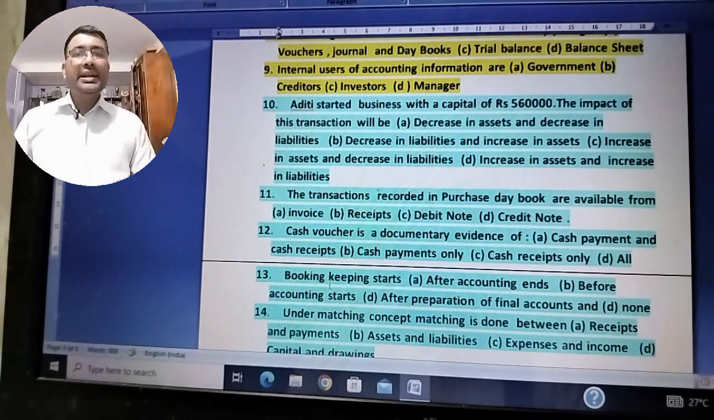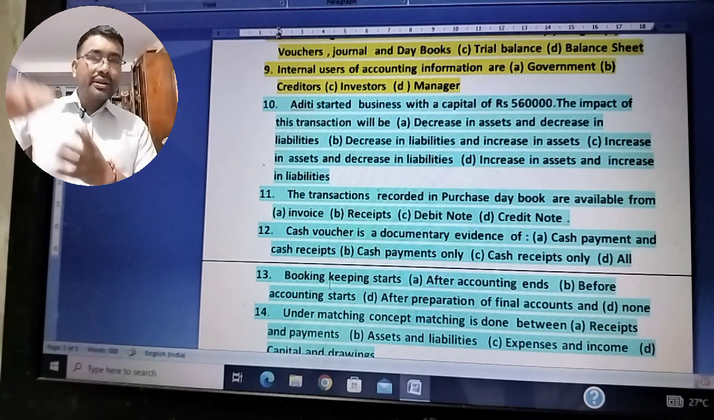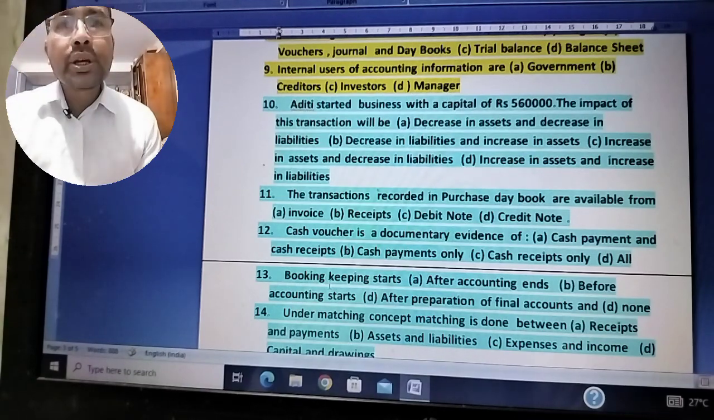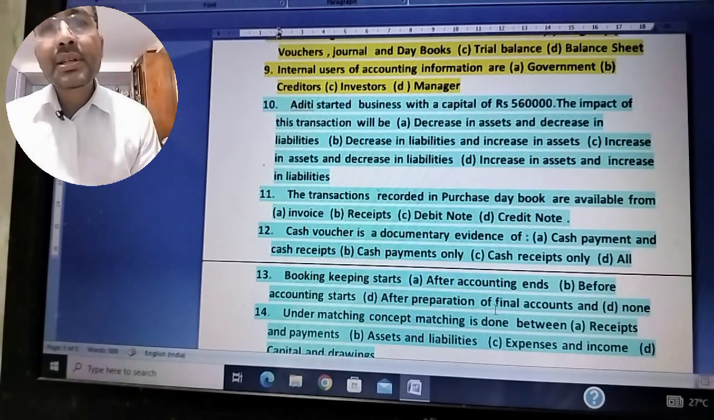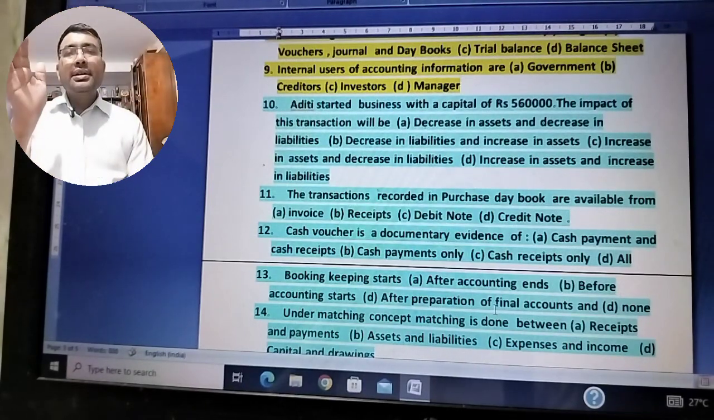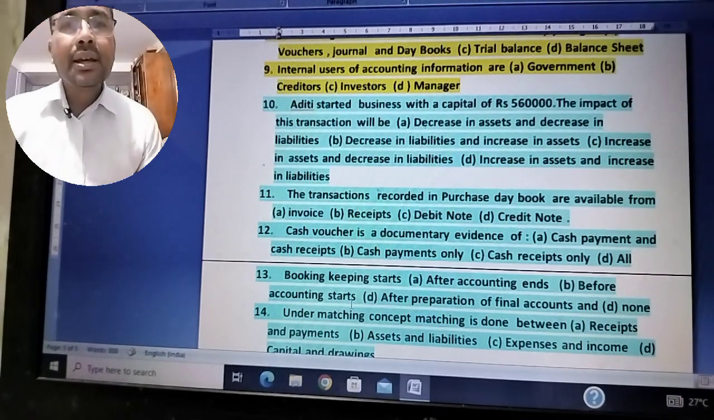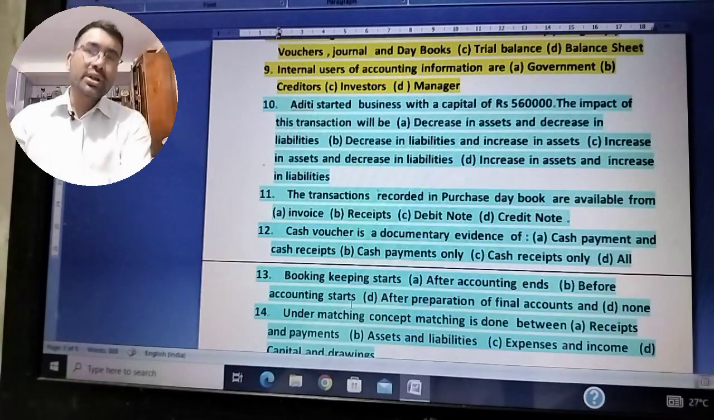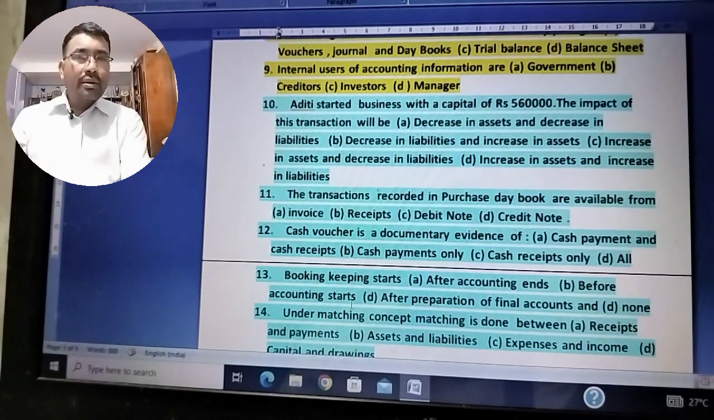Bookkeeping starts. What is bookkeeping? It is simply the recording phase of transactions. It's the recording of transactions in the books of accounts. So bookkeeping starts after accounting ends, before accounting starts, after preparation of final account, or none. See, bookkeeping starts before accounting starts. The first phase of accounting is bookkeeping. After completing the work of bookkeeping, then the accountant will start his work, and the person responsible for maintaining bookkeeping is known as the bookkeeper.